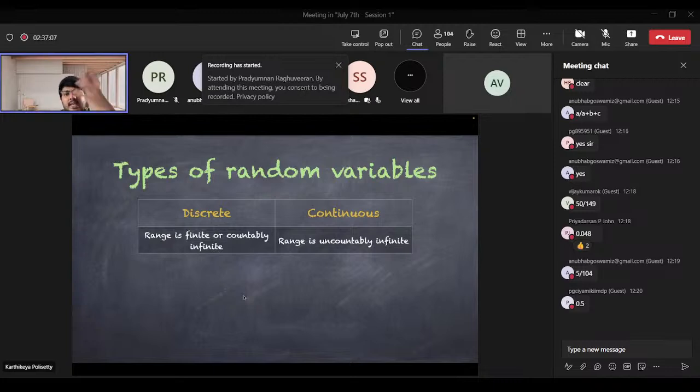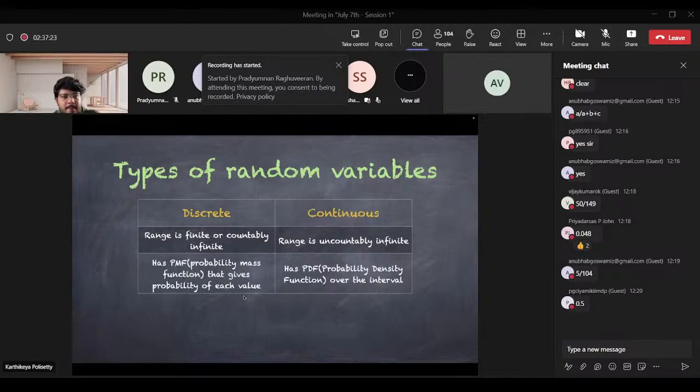So choosing a particular number from a number line, that number can be anything. Like from 0 to 1, you have 0.1, 0.011, and so on. So the range is uncountably infinite. Such things come under continuous random variables.